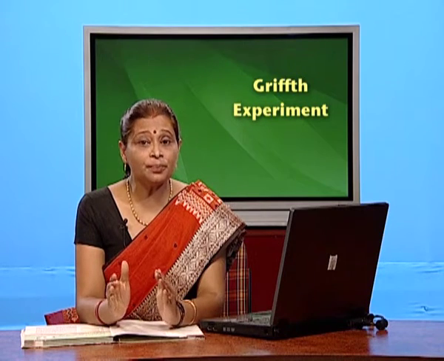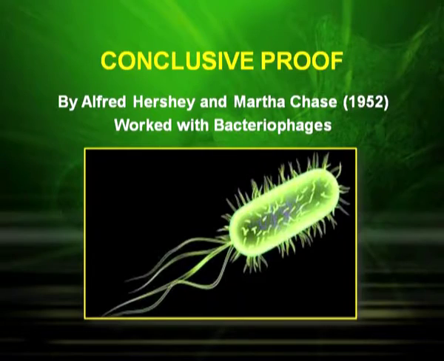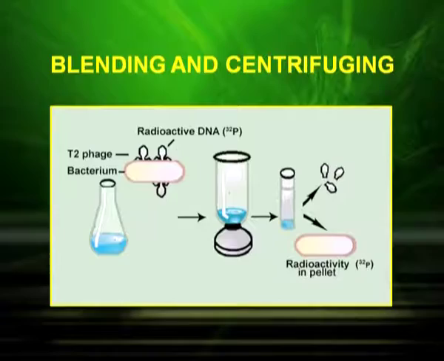But the conclusive proof only came from the experiment performed by Alfred Hershey and Martha Chase in 1952. They worked on bacteriophages and E. coli. Now, let us see how they performed the experiment. The first step of the experiment was infection, that is, the bacteria were infected with the bacteriophage. Now, they used two types of radioactivity. The one was P32 and the other was S35.